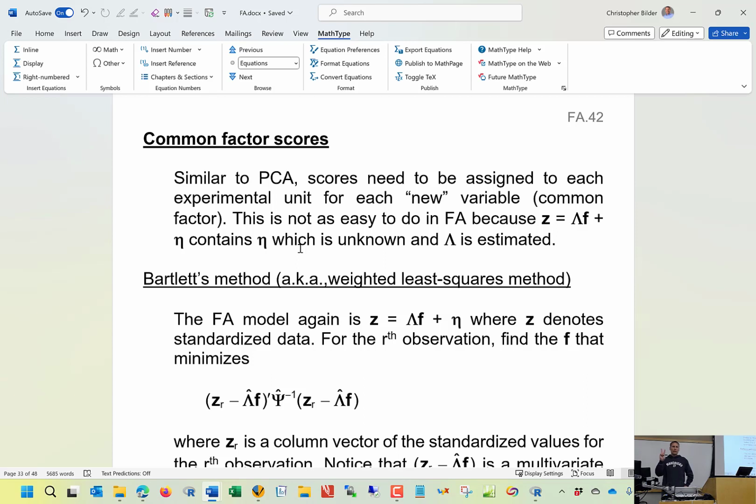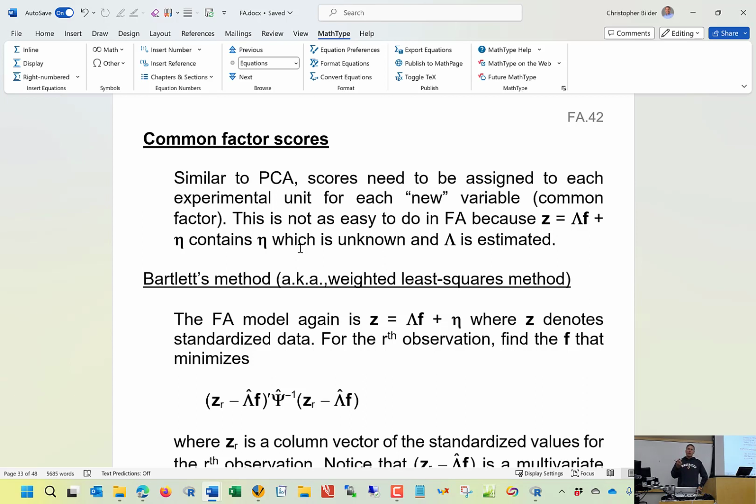There are two different calculation methods for these common factor scores. Both of them rely on students having taken, let's say, a regression analysis course, such as Stat 870. And I know most of you have not. So what I will do here is try to explain it the best that I can, to give you some intuitive feeling for it.